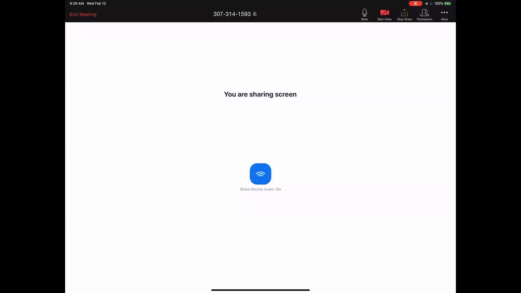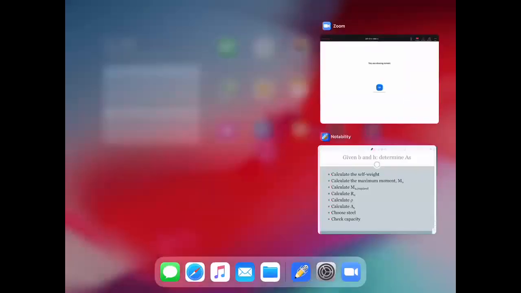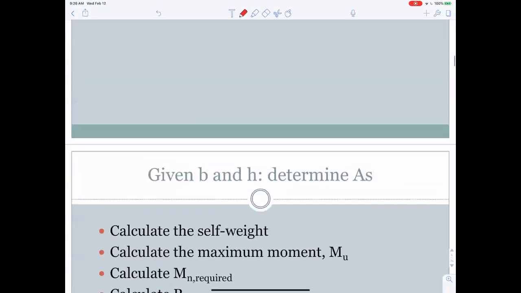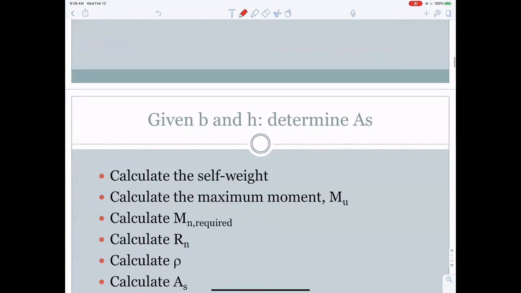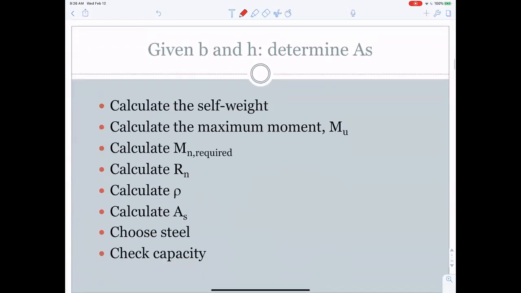Okay, now that we know the tasks involved with designing a beam, we're gonna size the beam and then determine the steel, but I'm gonna show you how to determine the steel first, do step two. Let's go to that. So if you already have sized the beam and you need to now figure out how much steel, this is what we're gonna do.